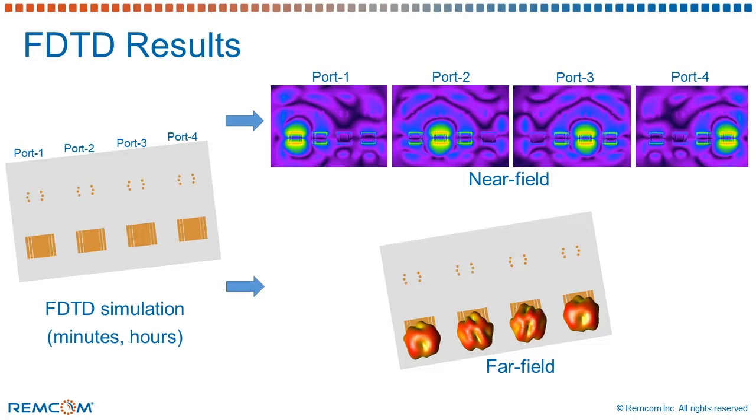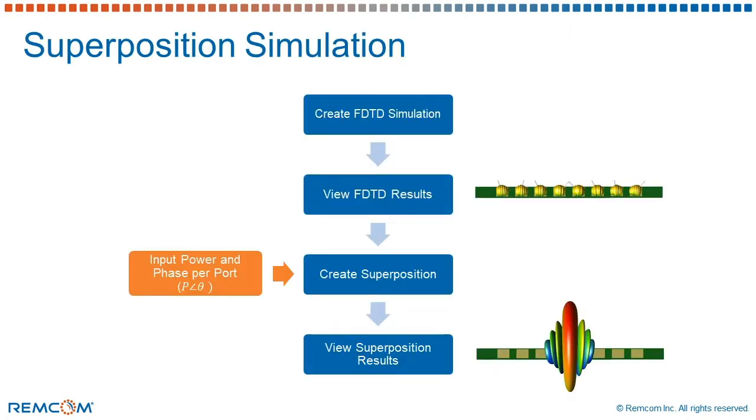An FDTD simulation can take anywhere between a few minutes to a few hours to completely simulate the structure and provide us with the S parameters and the steady state results. One good thing about having the S parameters is that they can be combined using the superposition principle to quickly analyze port phase combinations with a single simulation.